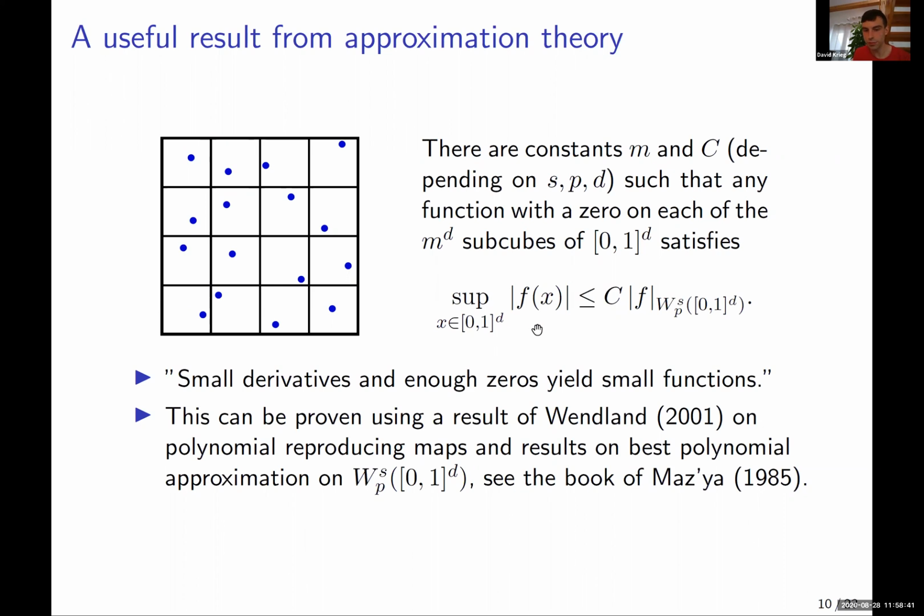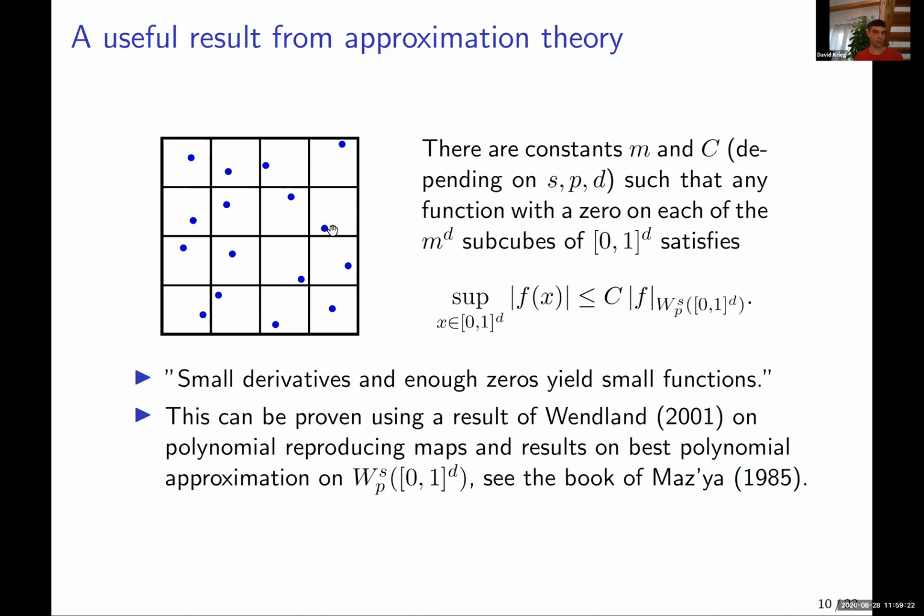Then the supremum of the function is bounded by a constant times the semi-norm in the Sobolev space. So remember, this was somehow the sum of all LP norms of the derivatives of order S. Yeah, so we can paraphrase this result as small derivatives and enough zeros yield small functions. Yeah, and enough zeros means also that the zeros have to be evenly spread in a certain way.